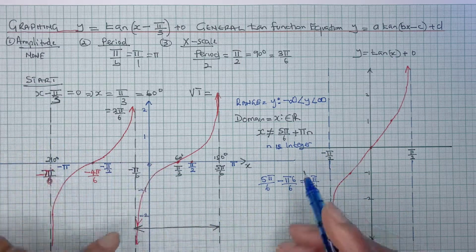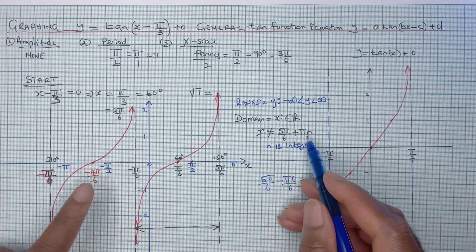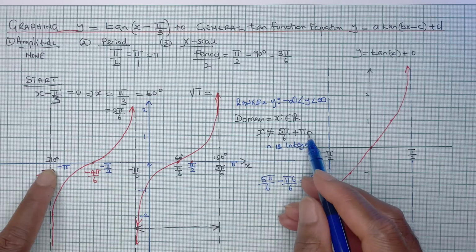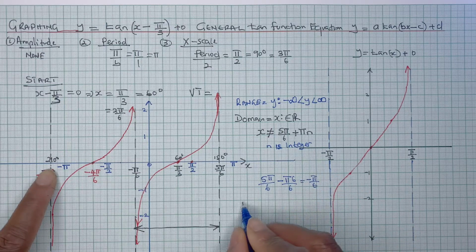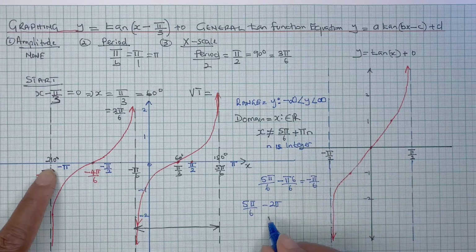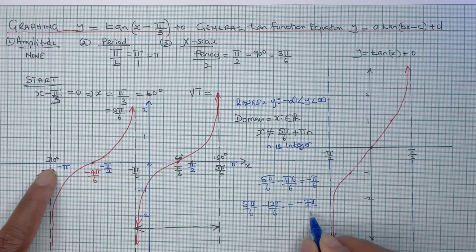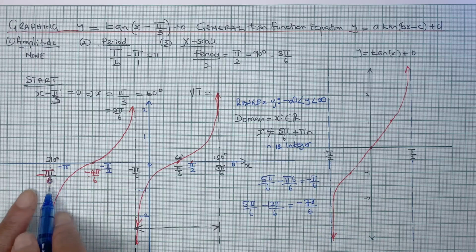We could try it again. The next one is when n is -2. If you put -2 there, you're going to get 5π/6 minus 2π, because n is -2. And what do you get? Multiply this by 6, multiply that by 6, so that becomes 12π/6. Well, 5π minus 12π will be -7π/6. So there you go, -7π/6.